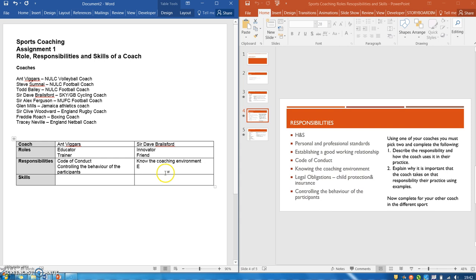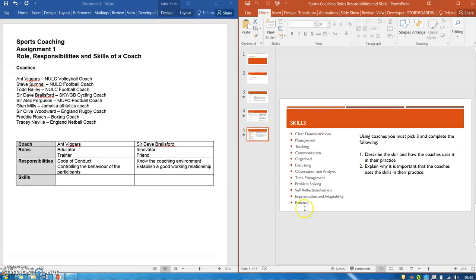Another one that I think he would need to do is establish a good working relationship. Now, this could be with a variety of different people. It could be people that he works with, other coaches, and he could also establish a good working relationship with the people who he coaches. I'm not talking about being the best of friends, but establishing a good working relationship based on mutual respect and trust. Okay, and again, have you noticed there are 4 different responsibilities across 2 different coaches?